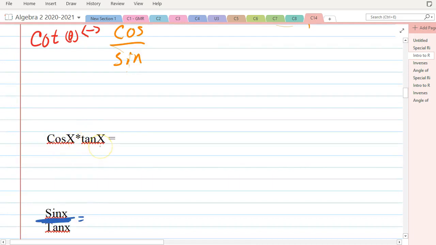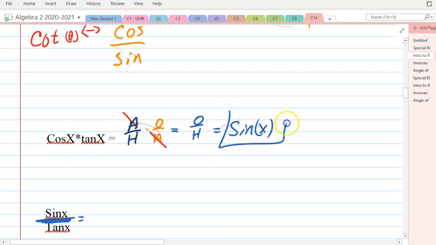Next, what if they make you multiply these? I have cosine times tangent. I have no clue, and I don't blame you. But you do know that cosine is adjacent over hypotenuse. You also know that tangent is opposite over adjacent. Since those are multiplying, you know that adjacents can cancel. That's going to leave me with an opposite over a hypotenuse. Well, what is opposite over hypotenuse? You should know that opposite over hypotenuse is simply sine. So if they say, what is cosine times tangent, you're going to tell me it's sine.